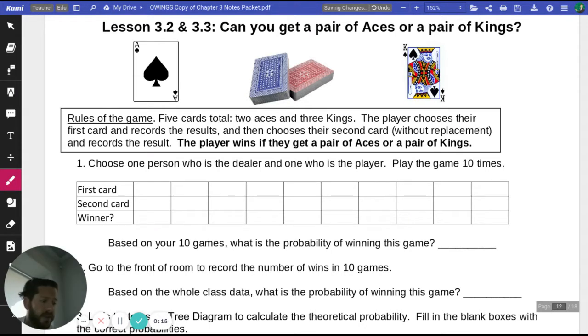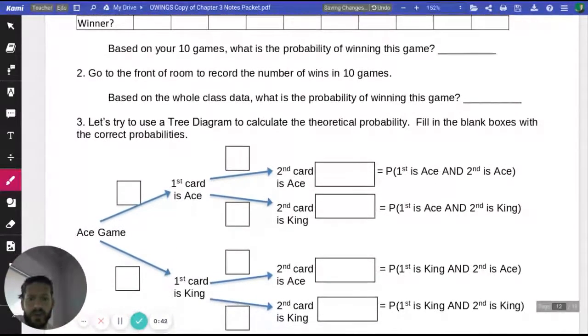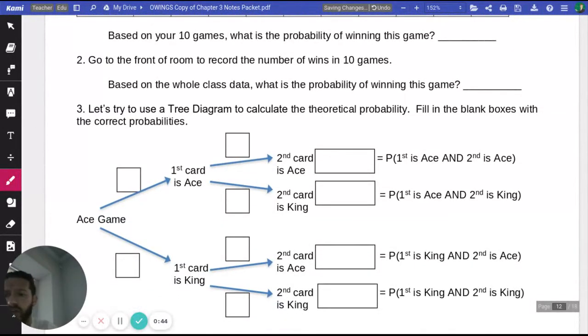So the rules of the game: there's 5 cards, 2 aces and 3 kings. If you're in person, you may be playing this in pairs. A player chooses their first card, records the result, chooses their second card without putting the card back in the pile of 4 other ones, and records the result. The way you win is you get a pair of aces or a pair of kings. So 1 and 2 you can work together to do, and we're going to use a tree diagram.